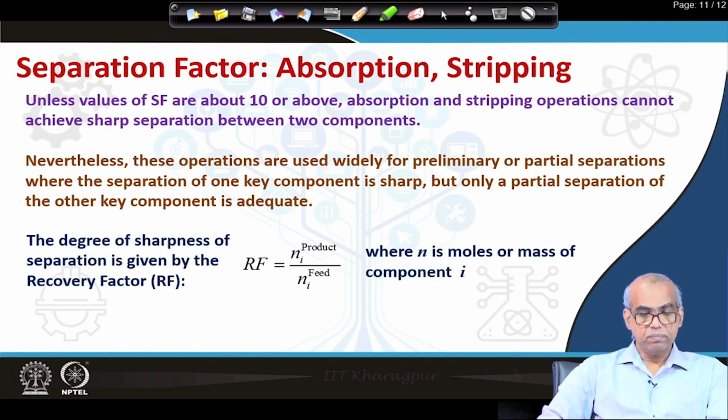The degree of sharpness of separation is given by the recovery factor, where the recovery factor is defined as moles or mass of component i in the product phase divided by moles or mass of component i in the feed phase.